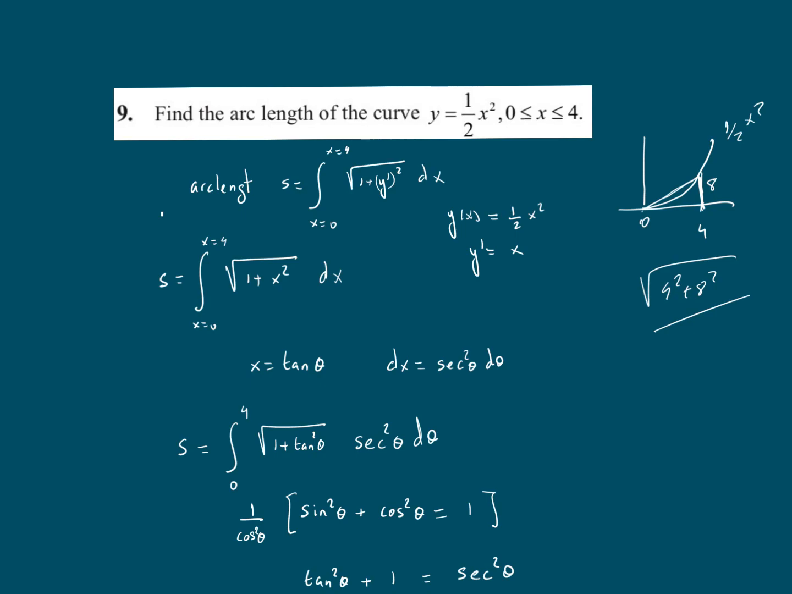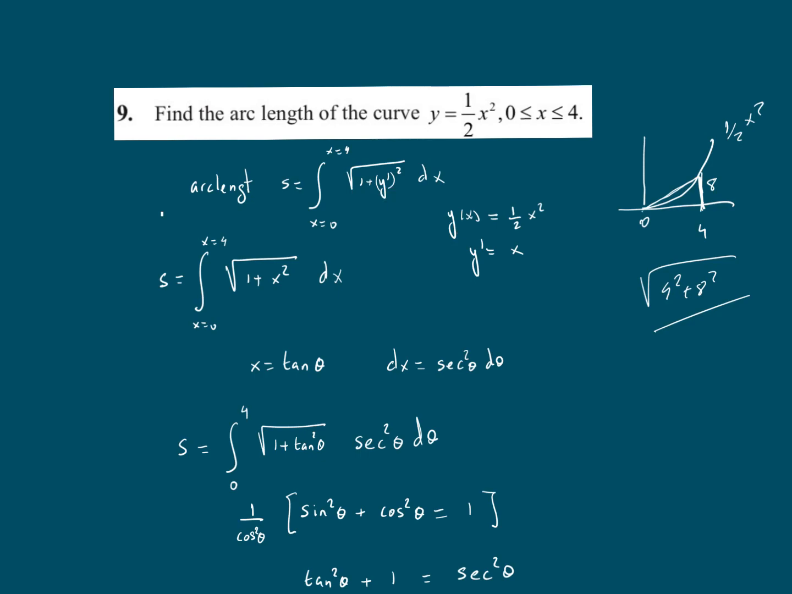Let's apply our equation for the arc length of a curve. The equation for the arc length of a curve is that s is the integral from x equals 0 to x equals 4 of the square root of 1 plus y prime squared dx. Why this problem is interesting is because an integral appears that can be solved using integration by trigonometric relations, like x in this case is tangent of theta. So it will be the square root of 1.